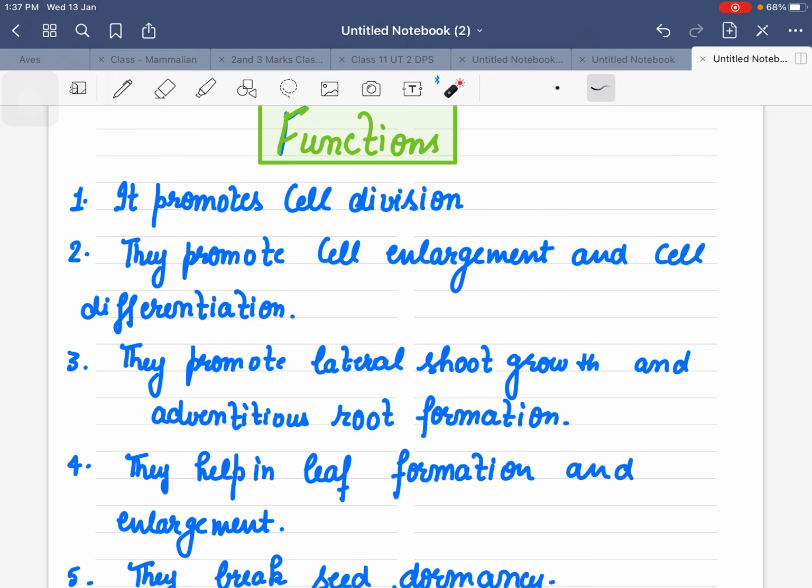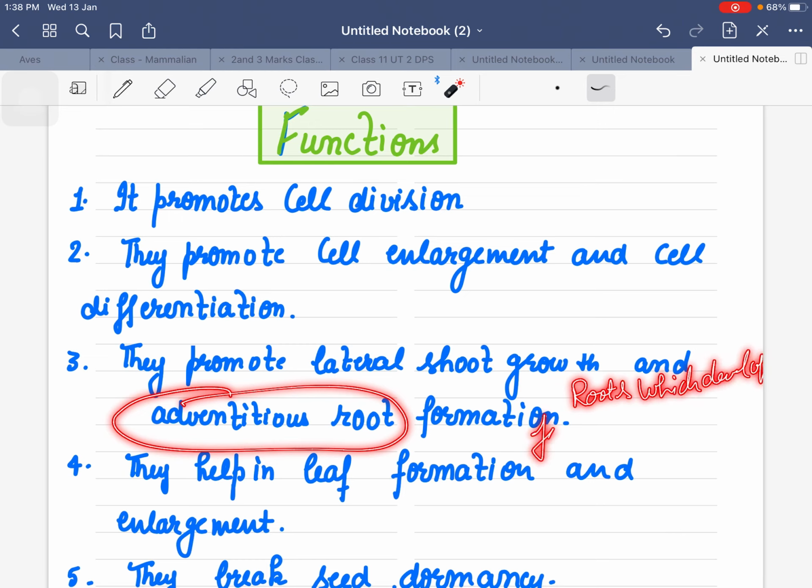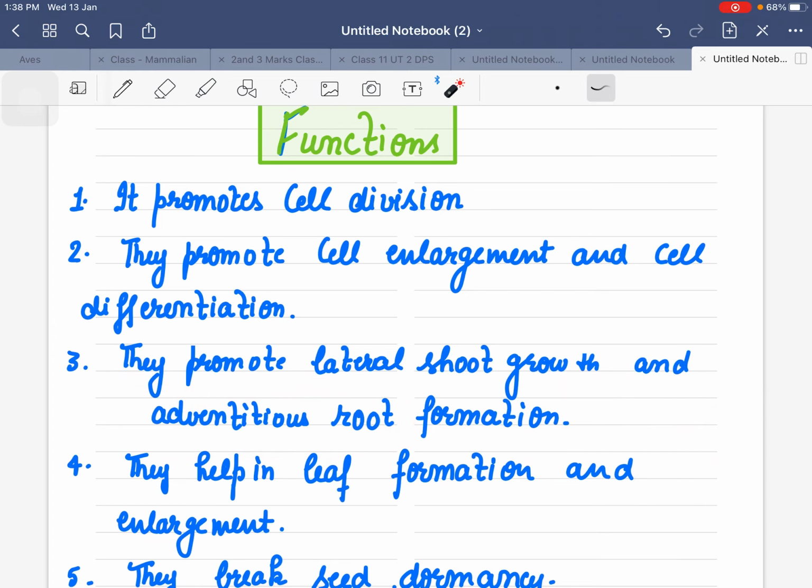Now it inhibits apical dominance. It inhibits apical dominance. It means it promotes lateral shoot growth as well as adventitious root formation. Adventitious roots means roots which develop from any tissue except the radicle. Usually when a seed starts to germinate, the roots that develop come from what? From the radicle. But adventitious root formation develops from any tissue but not from the radicle. So cytokinin helps to promote the formation of adventitious roots.